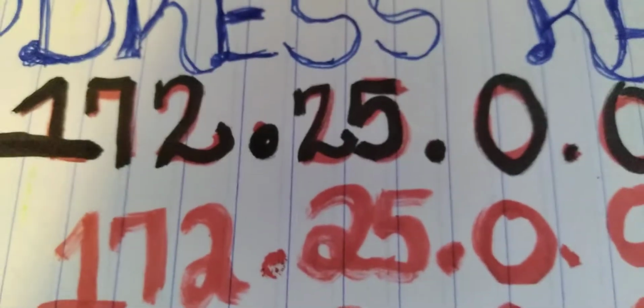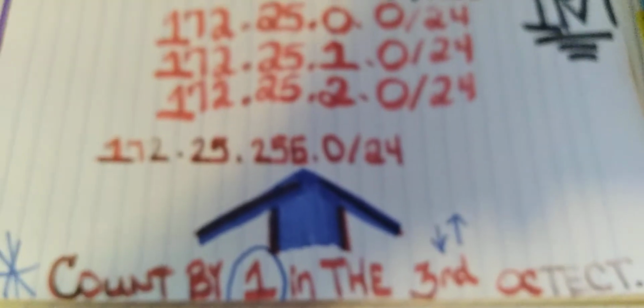So as you can see, it's 172.25.0.0, and then 172.25.1.0, 172.25.2.0, and so on, all the way up to 255.0. That gives us 256 subnets. We added 8 bits. We borrowed 8 bits. 2 to the power of 8 is 256.